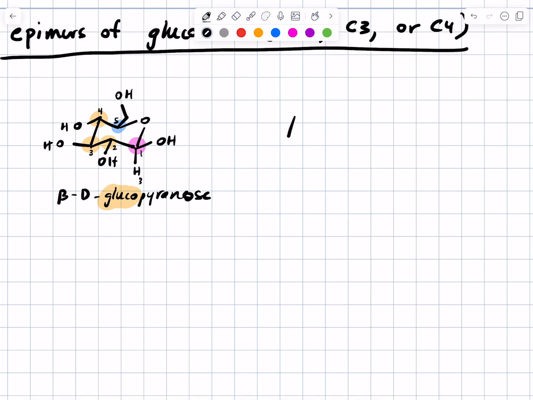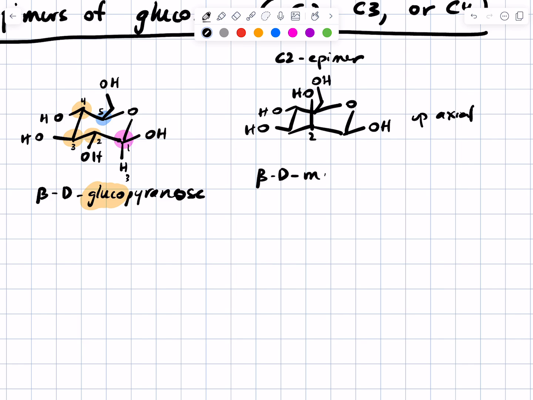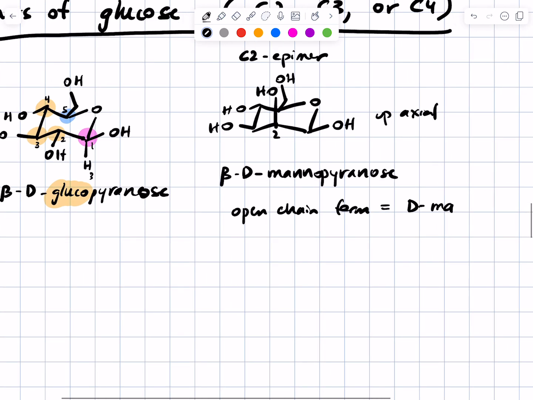So, for example, if we change stereochemistry at C2 to make the C2 epimer of glucose, we're going to draw exactly the same thing, keep everything else the same, only at C2, we're going to have an up axial OH group at C2. This is going to be called beta D mannopyranose, and in its open chain form, we would call it D mannose. And this is a common carbohydrate found in biology.